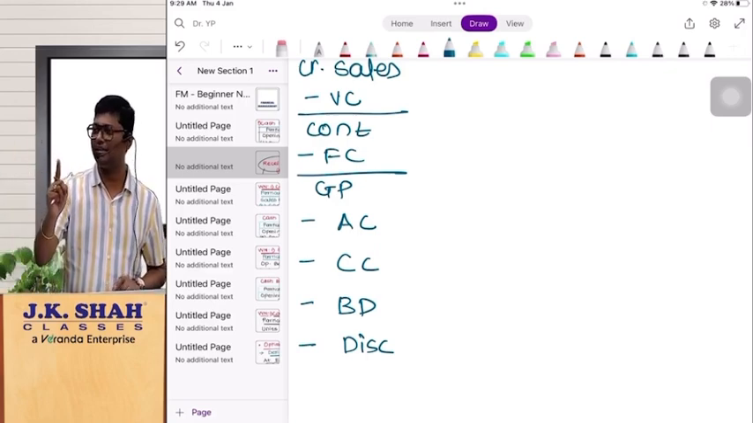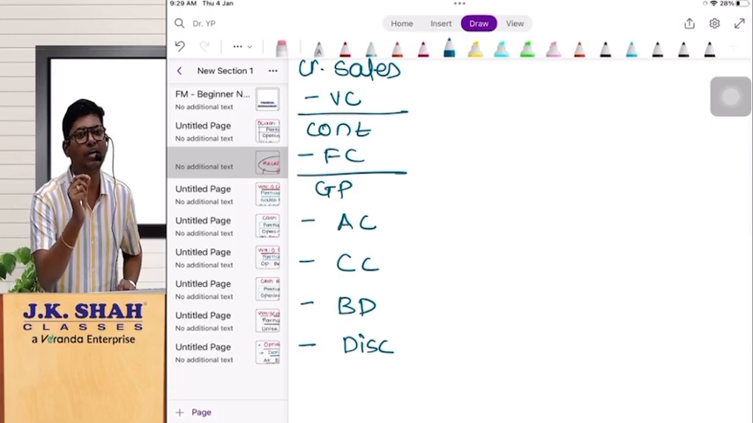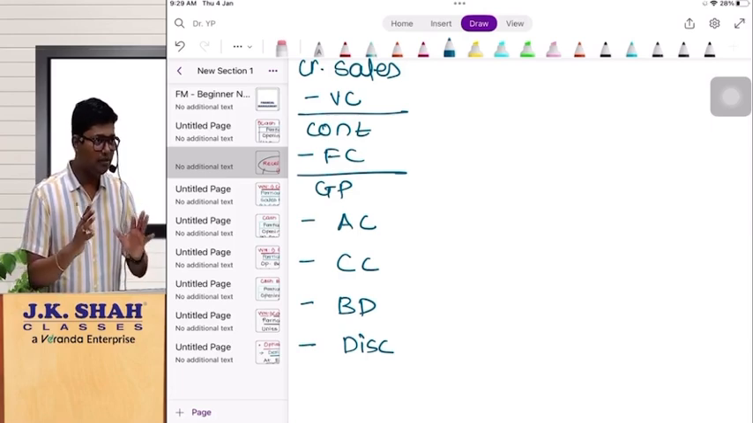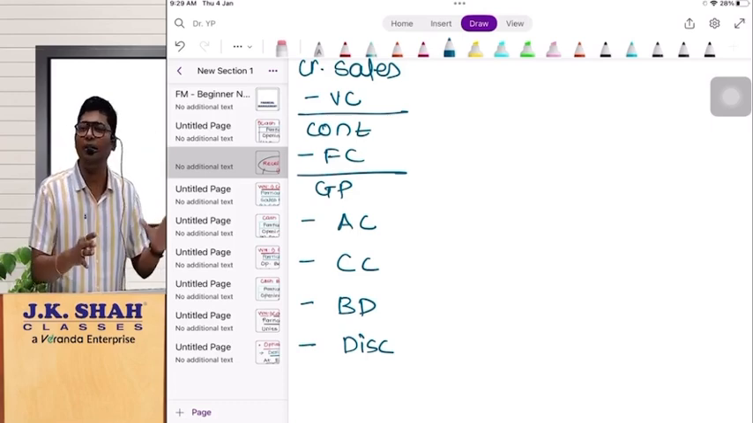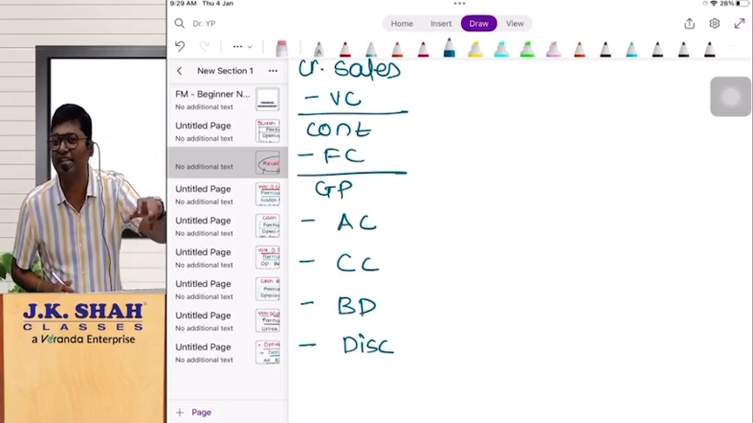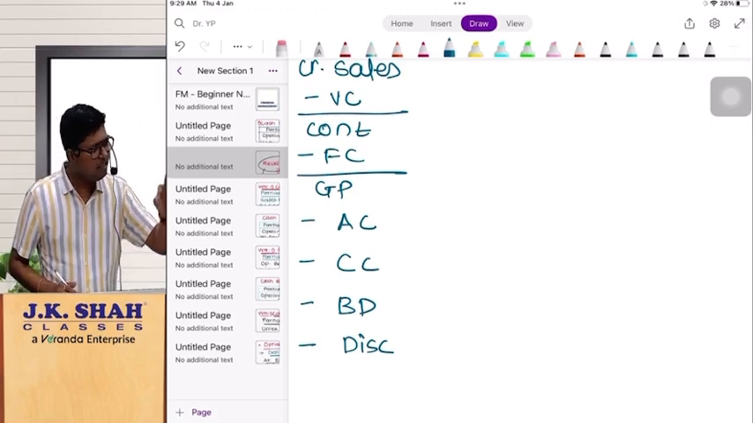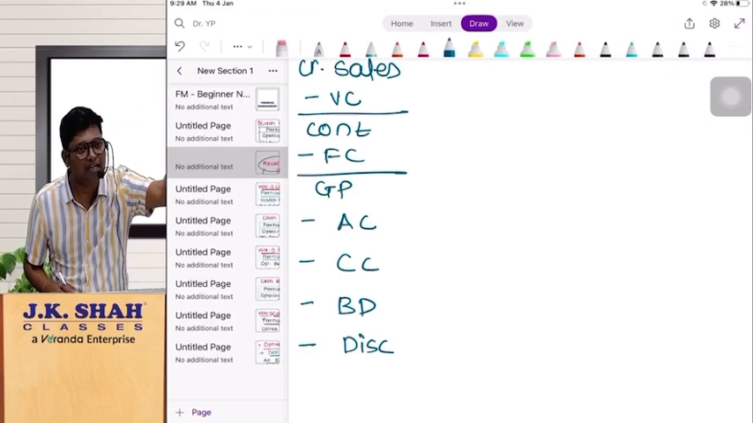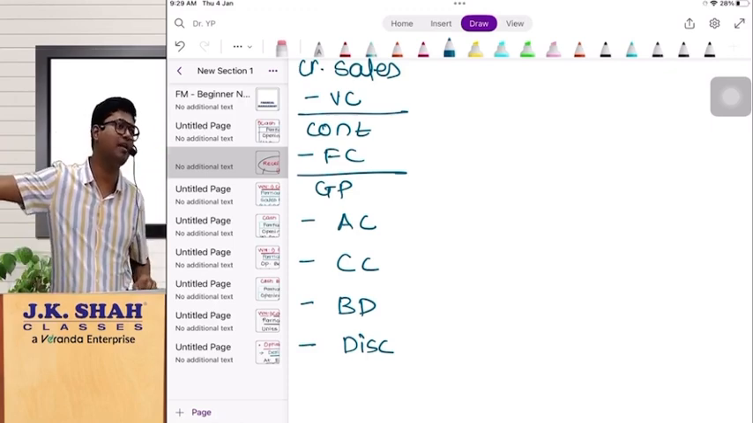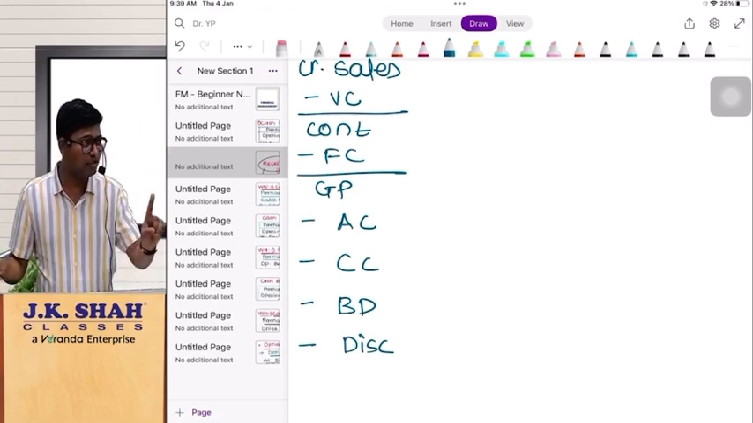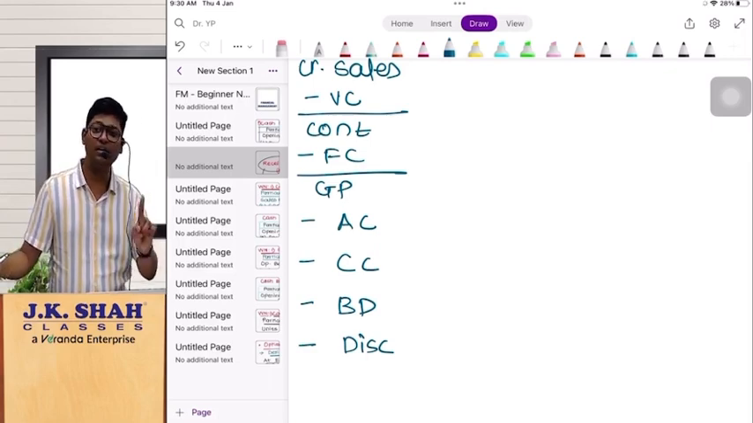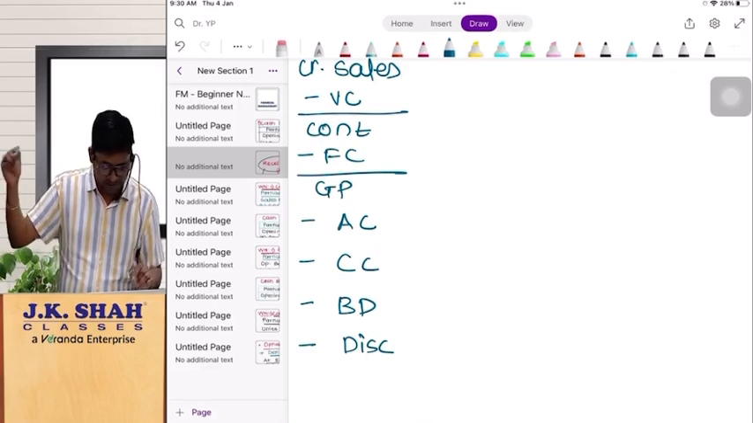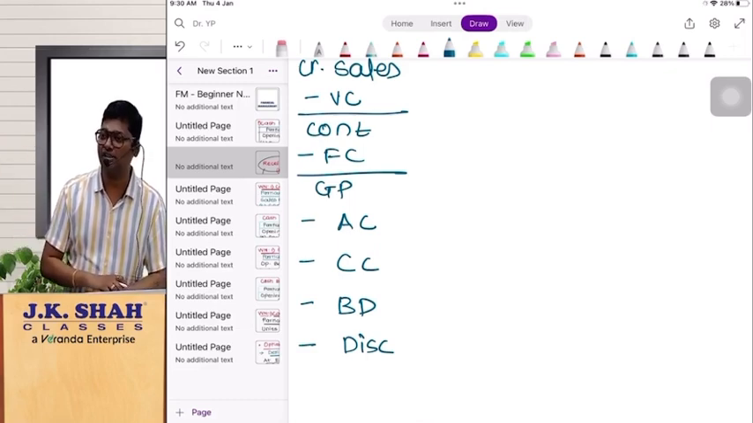First one is AC. AC stands for administrative cost. Many a time a company maintains one separate department for collection, and that department is called the collection department. This department only looks after collection from customers. That means they administer their customers, and whatever cost they incur for that purpose is called administrative cost. It is not general office and administrative cost. It is administrative cost incurred for administering your customers, the collection department's cost. CC stands for collection charges.